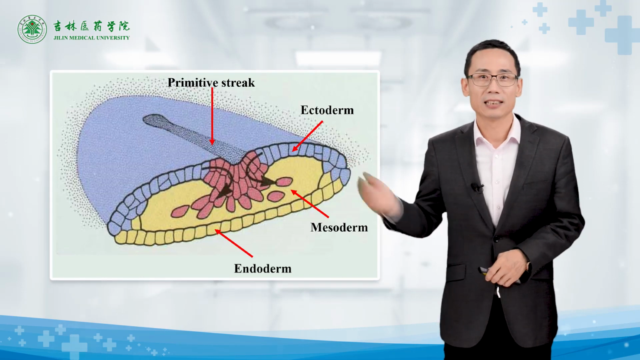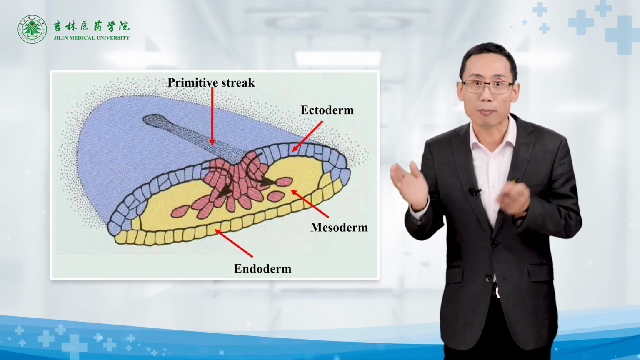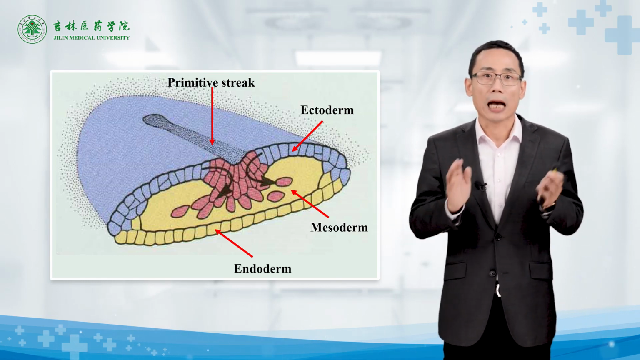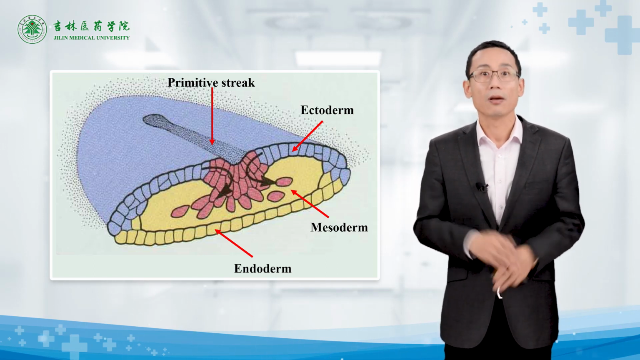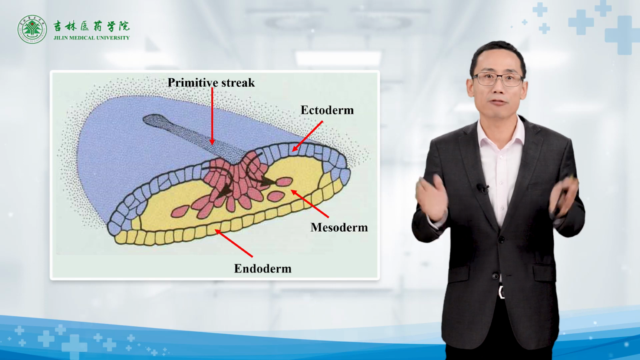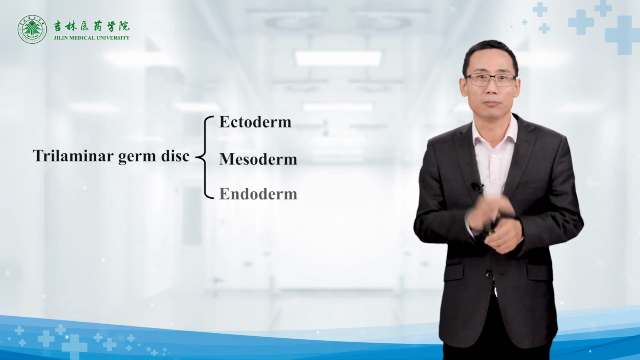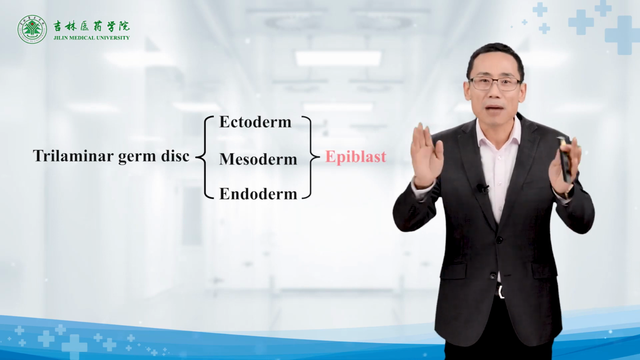In this slide, we can see the primitive streak, the directions of migrating cells, and the trilaminar embryonic disc, ectoderm, mesoderm, and endoderm. All of them originated from the epiblast. Trilaminar embryonic disc includes ectoderm, mesoderm, and endoderm. All of them originated from epiblast.